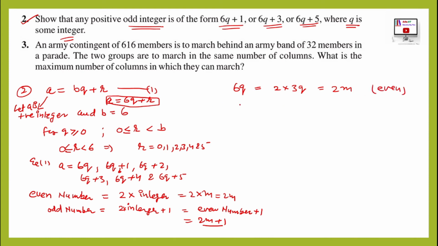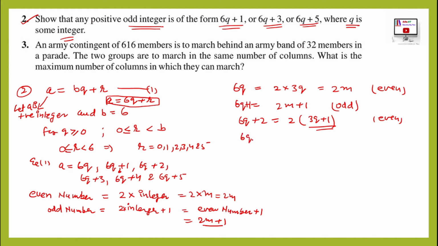Now you know 6q plus 1. So it is 2m plus 1. So definitely it will be odd number, odd integer. So 6q will be even integer, 6q plus 1 will be odd integer. Next number is 6q plus 2. So it is 2 common ले लेते हैं, 3q plus 1. So definitely 2 multiplied by some integer. So it is even number.